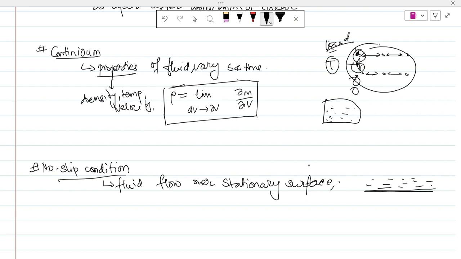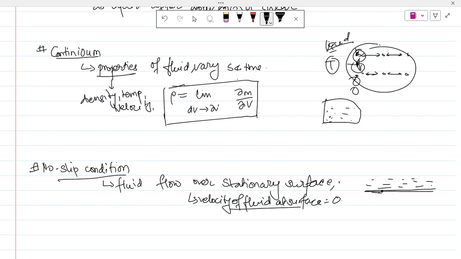Then the nature of the flow, at the point where the fluid touches the surface, shows that the velocity of the fluid at the surface is zero. So this is the nature of the fluid flow at a stationary surface. This is known as the no slip condition.